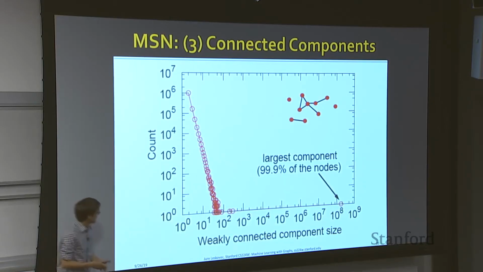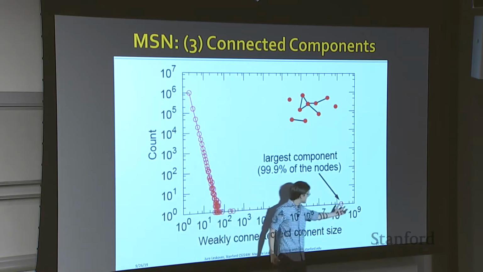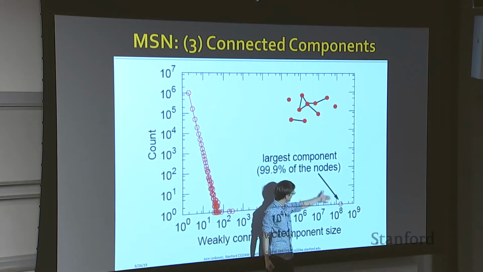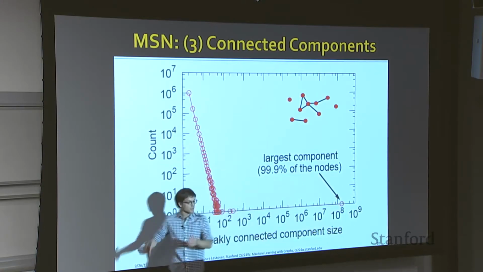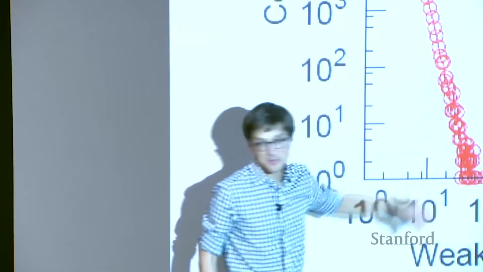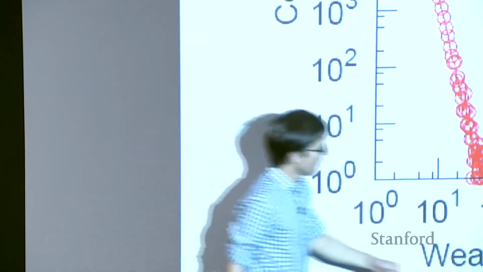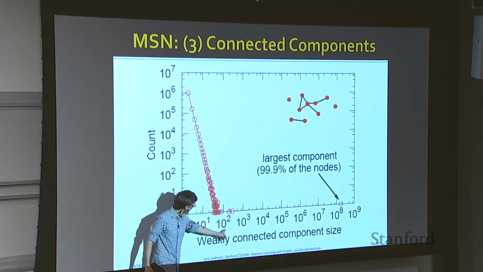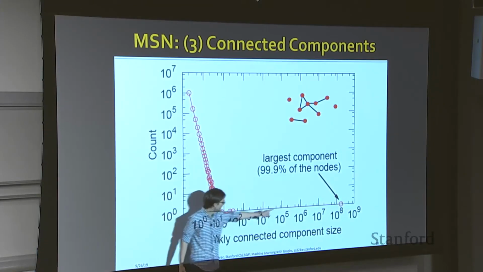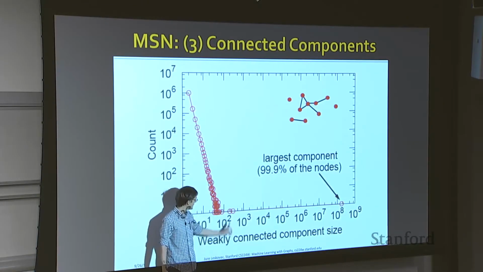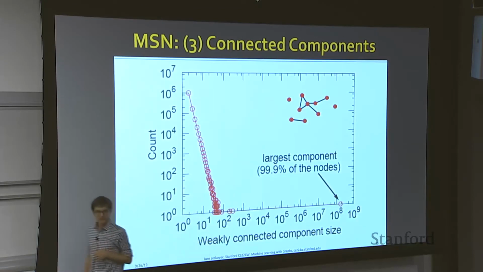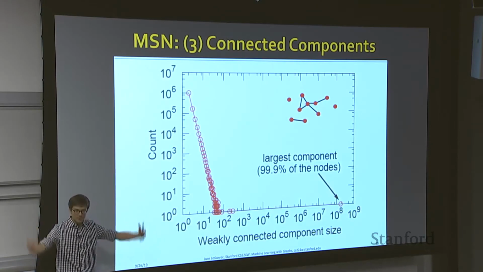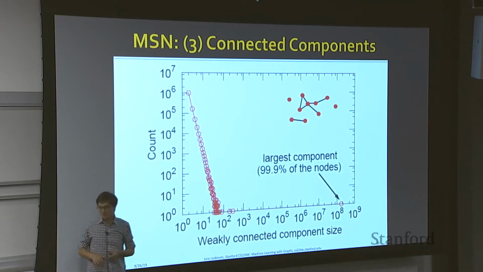But what do we learn? We learn that this communication network is extremely well connected. The world is connected. 99.9% of all the nodes are in this connected component, and then there are a few very small, tiny connected components. The difference between the largest connected component and the second largest is 10 to the 6. The largest connected component is 1,000,000 times bigger than the second largest. So essentially, for all practical purposes, there is one connected component and the rest are little leftovers.